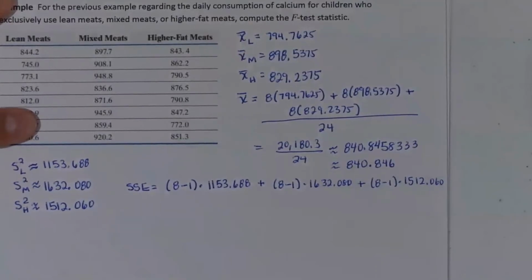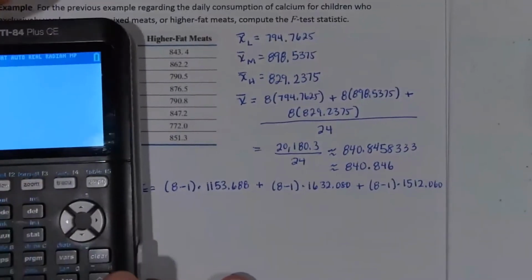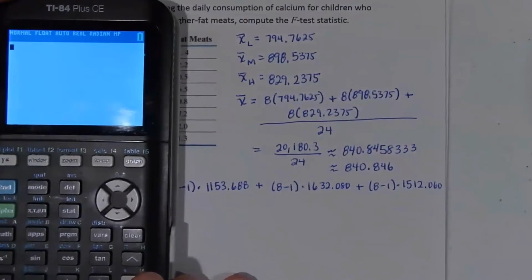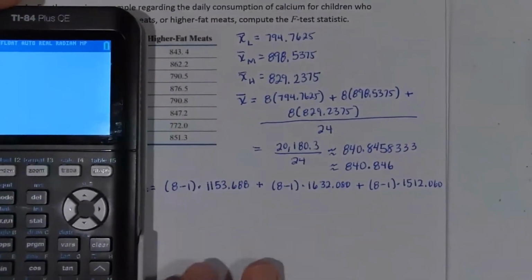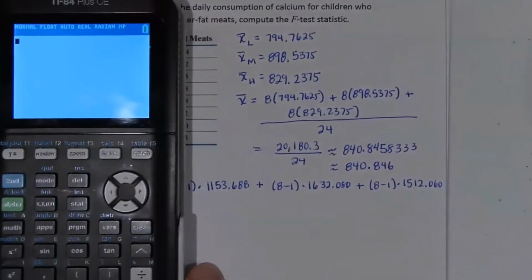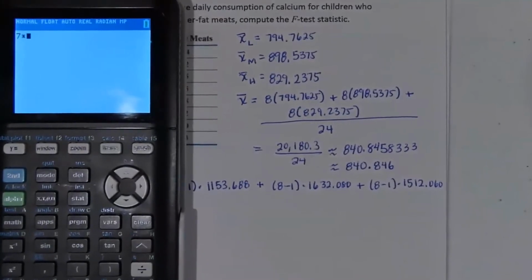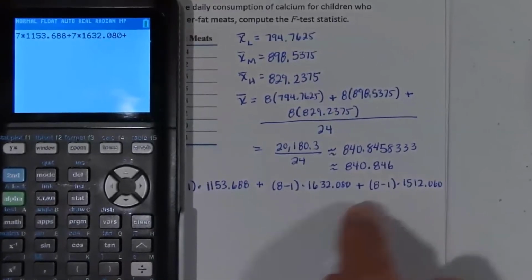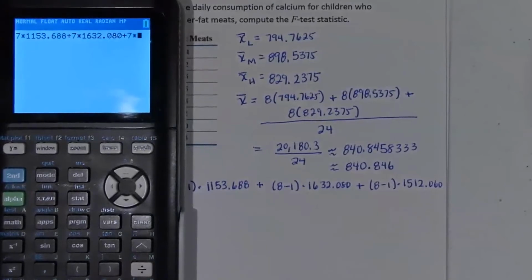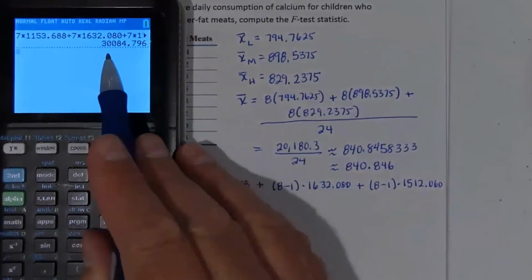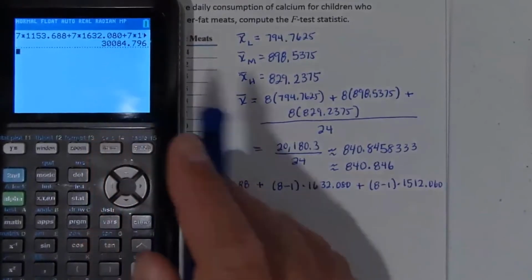Now, when I punch this in my calculator, I'm not going to type 8 minus 1. I'm going to actually type 7, which is what it is. So I have 7 times 1153.688, plus 7, again, 8 minus 1 is 7, times 1632.080, plus 7 times 1512.060. And that is 30,084.796.